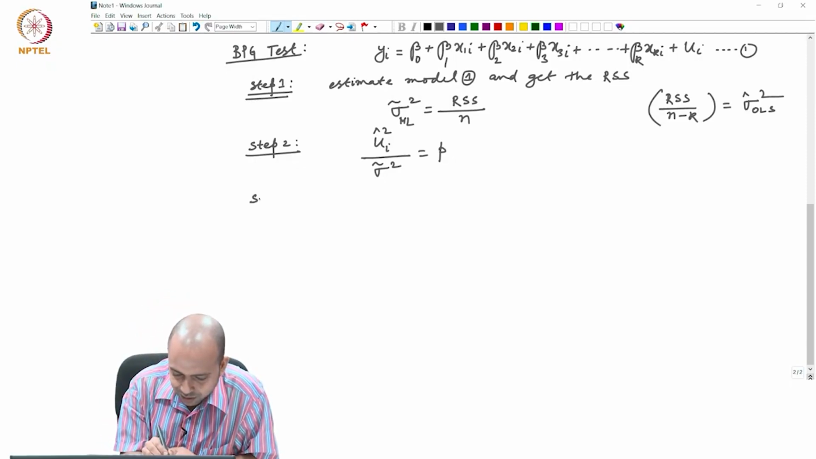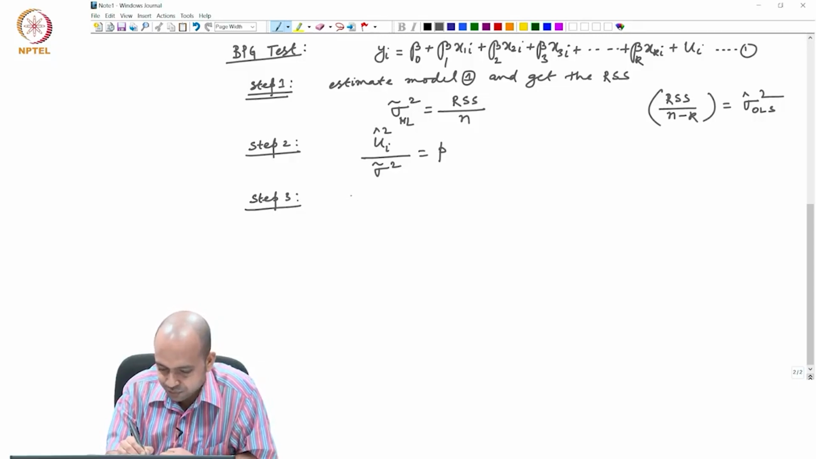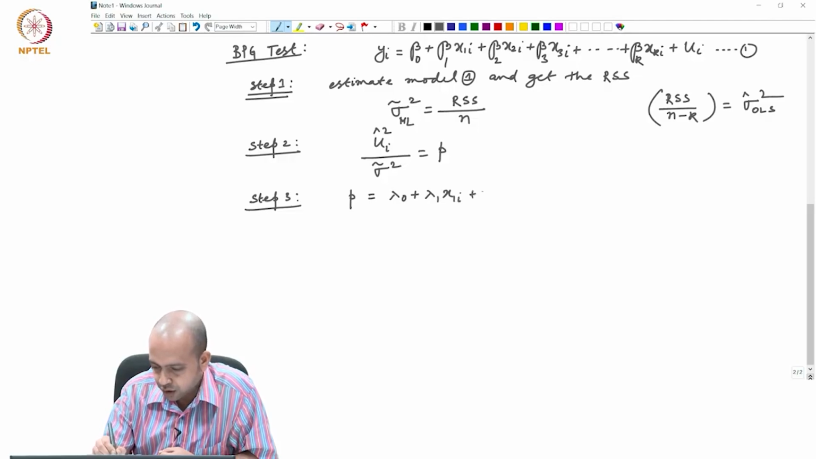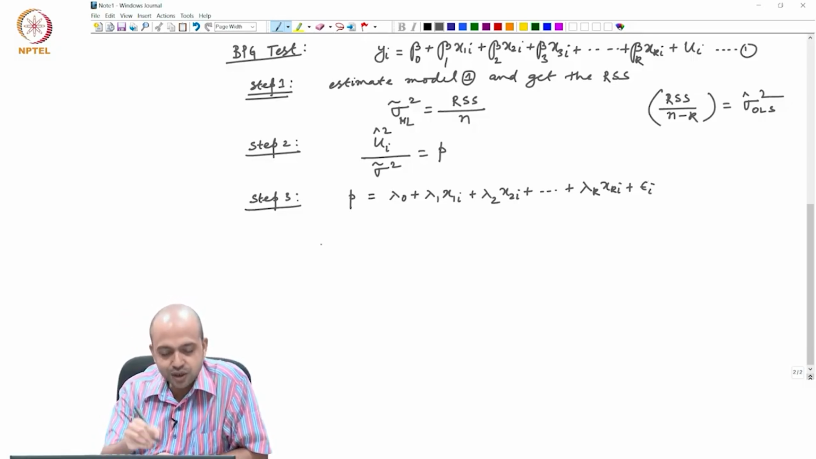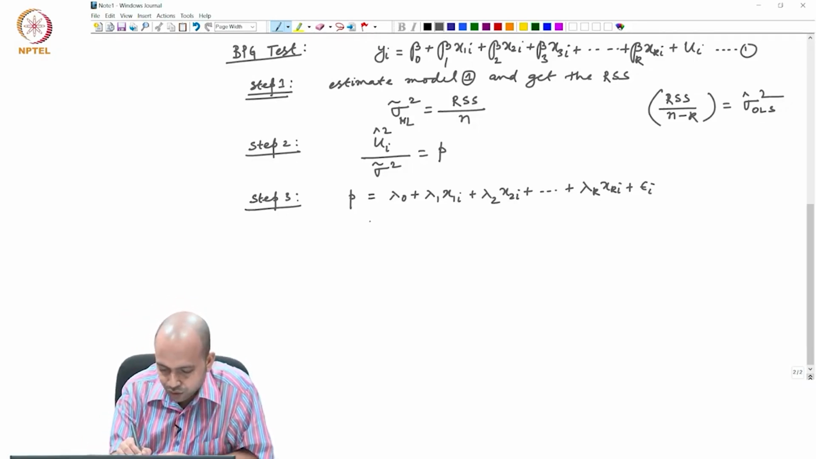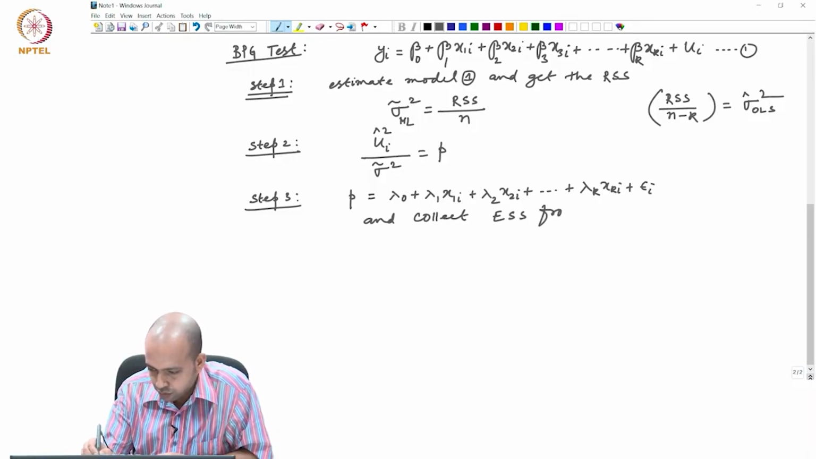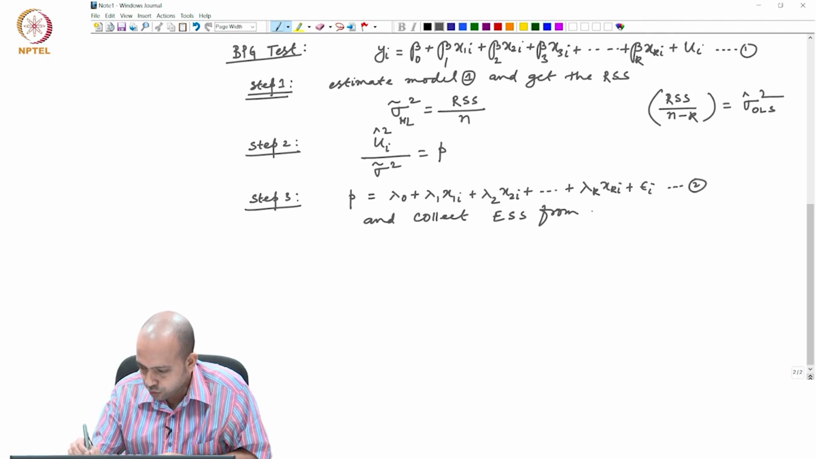Then in step 3, you regress this p on all your explanatory variables. That means you regress p equals lambda 0 plus lambda 1 x1i plus lambda 2 x2i plus up to lambda k xki plus epsilon i. You run a regression of p on these, and collect the ESS from this model 2.